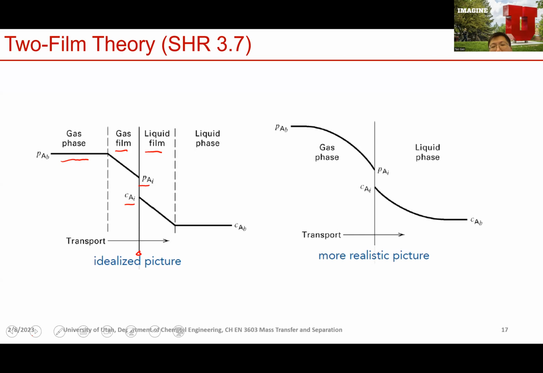So this is an idealized picture. A more realistic picture: first of all, you don't have a linear concentration or partial pressure profile. That's a very simplified picture. Meanwhile, you don't have discontinuity, but here you have a discontinuity, and here too. A more realistic picture will have a smooth concentration or partial pressure profile in the liquid and the gas phase, while all the other assumptions are the same.